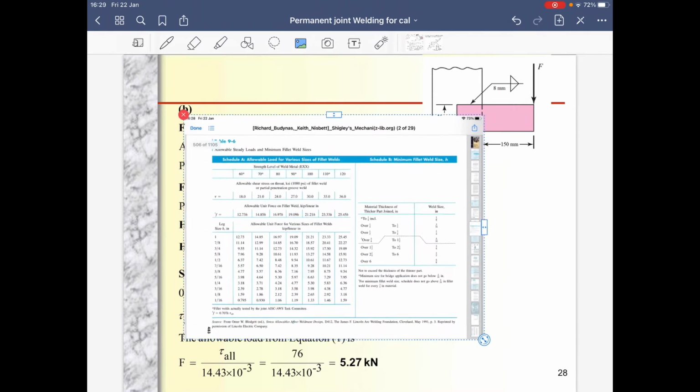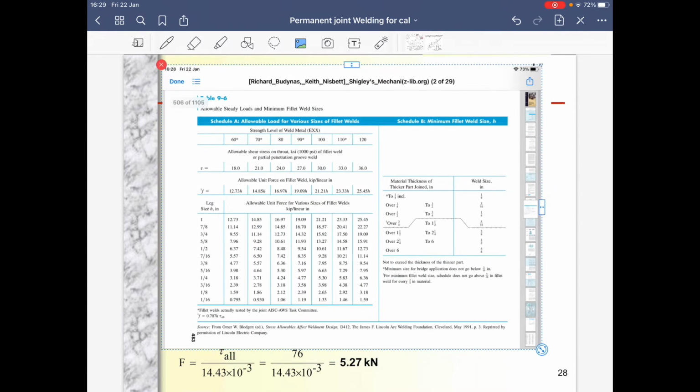Table 9.6. Make sure in the exam, this table will not be provided because mechanical design is an open book exam. Please refer to the textbook, but make sure you know how to use the table. Previously, students mistakenly read the wrong table and took the wrong values, that's why you have to do the exercise before the exam.